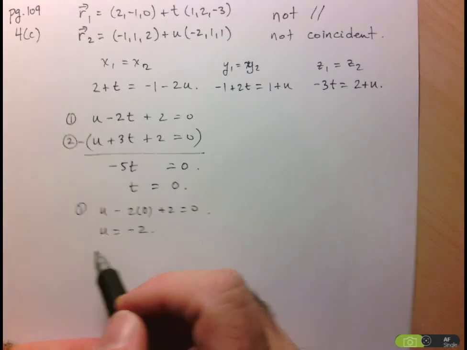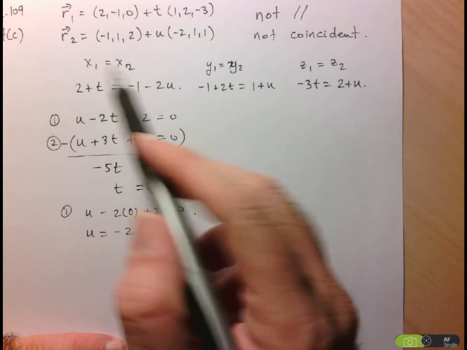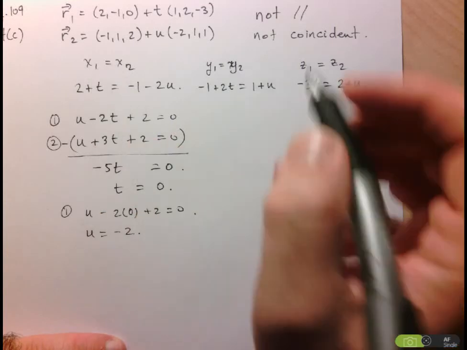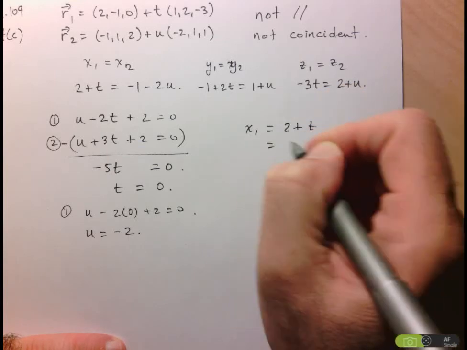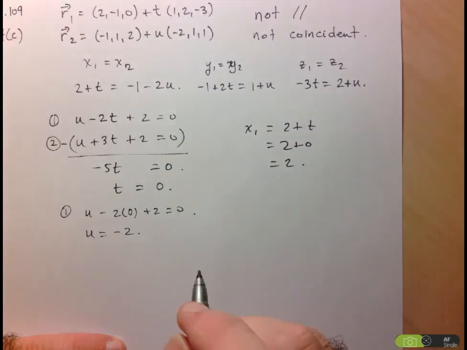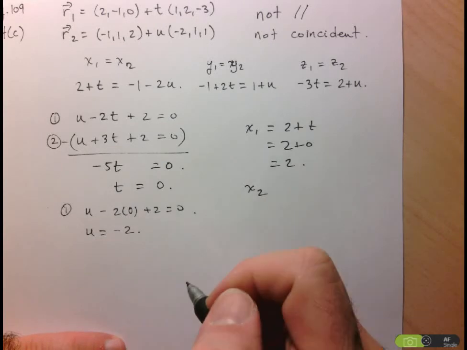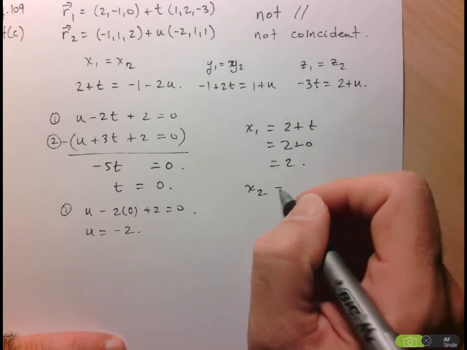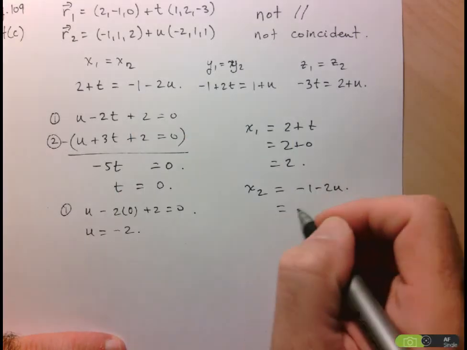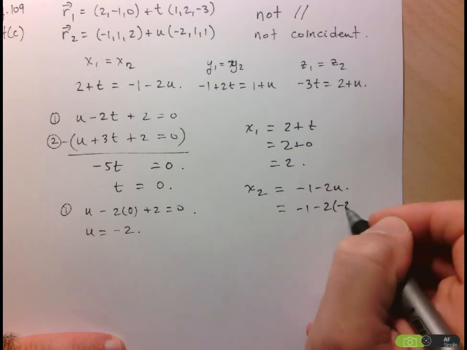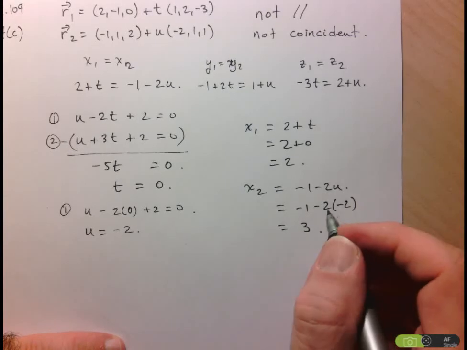So let's see whether this value of t and this value of u will make the x coordinates equal. Let's check that here. We take x1 is equal to 2 plus t. So here 2 plus 0 equals 2. And let's find out if I get the same x value when I plug in u equals negative 2. So x2 is equal to negative 1 minus 2u. That's equal to negative 1 minus 2 times negative 2. So we have negative 1 plus 4 is 3, and we see that they are not the same.